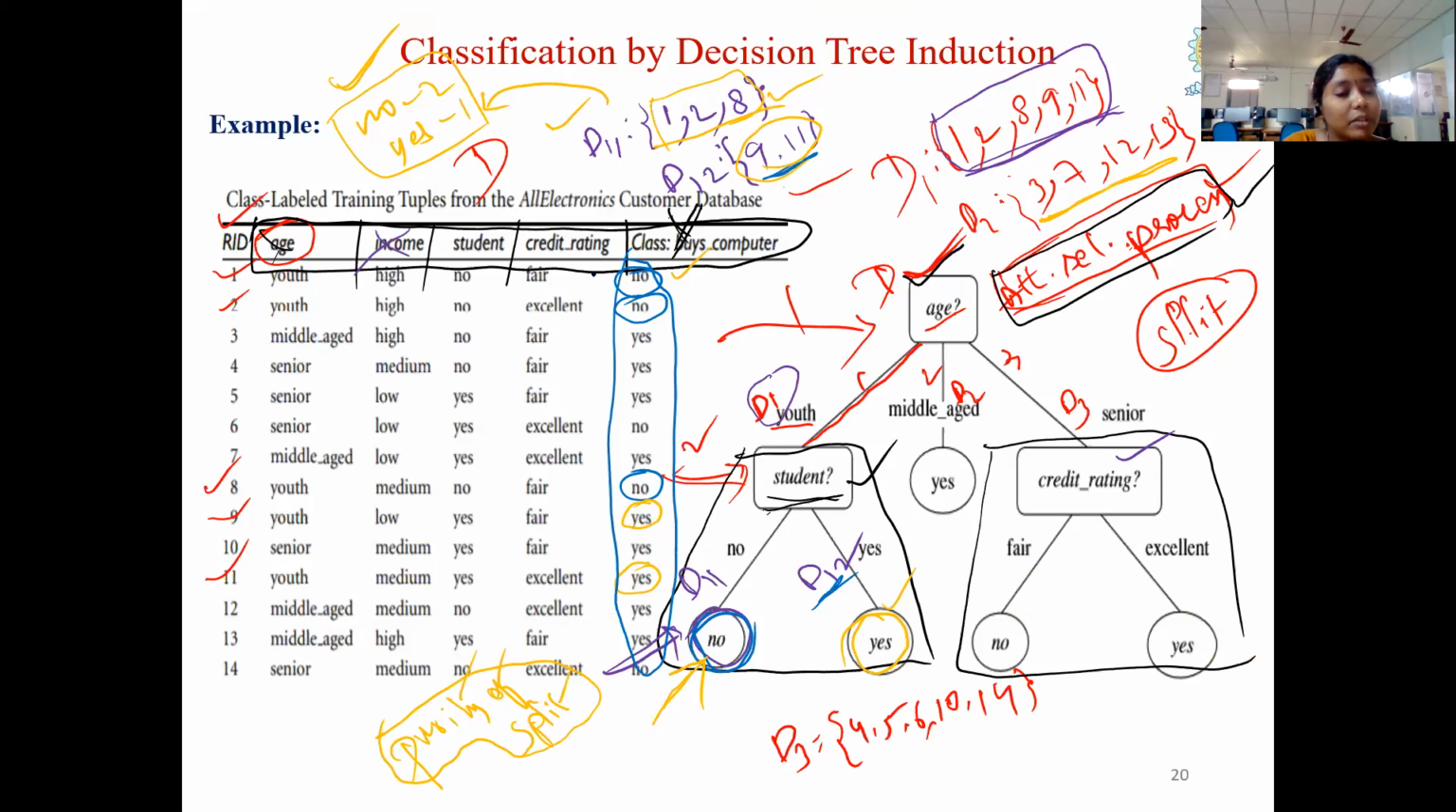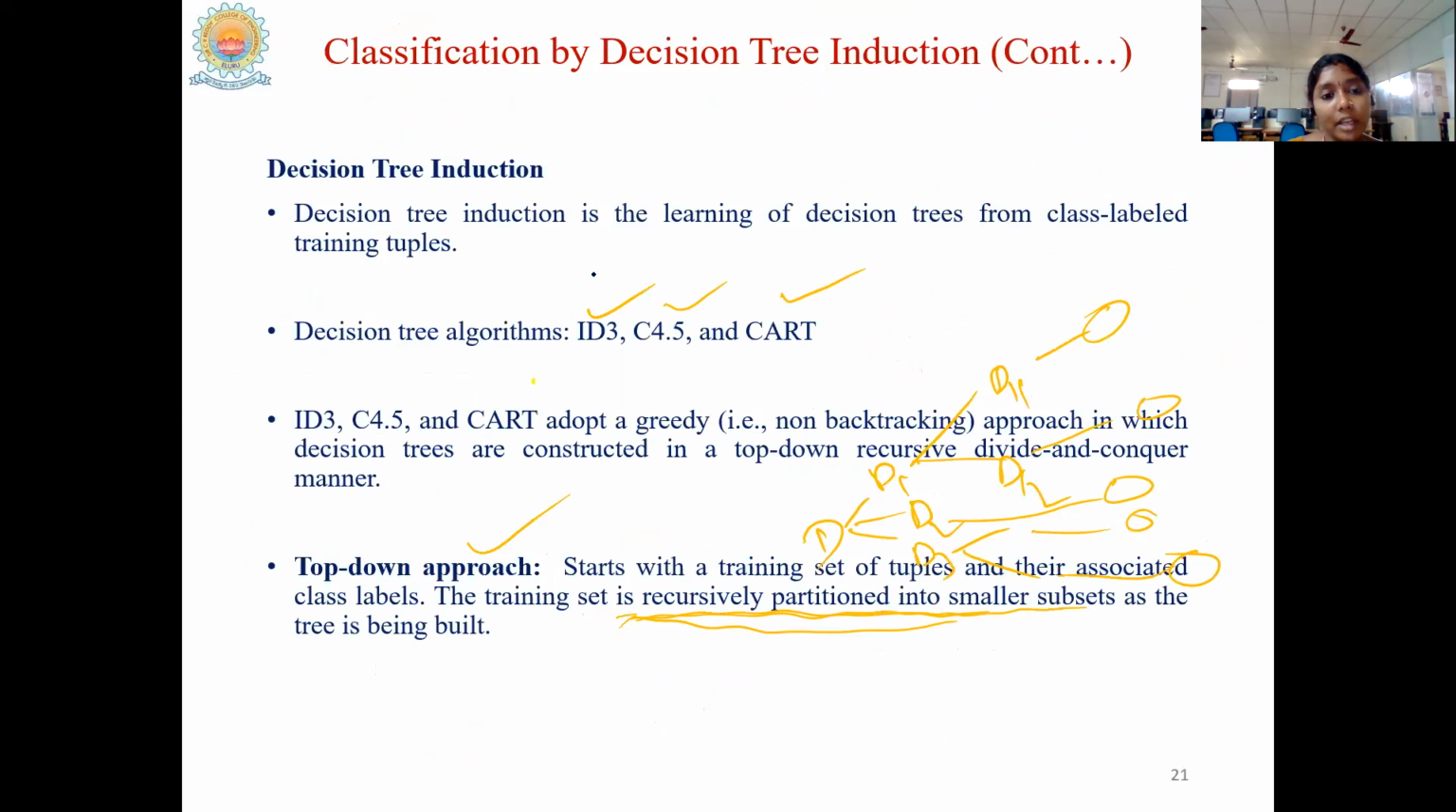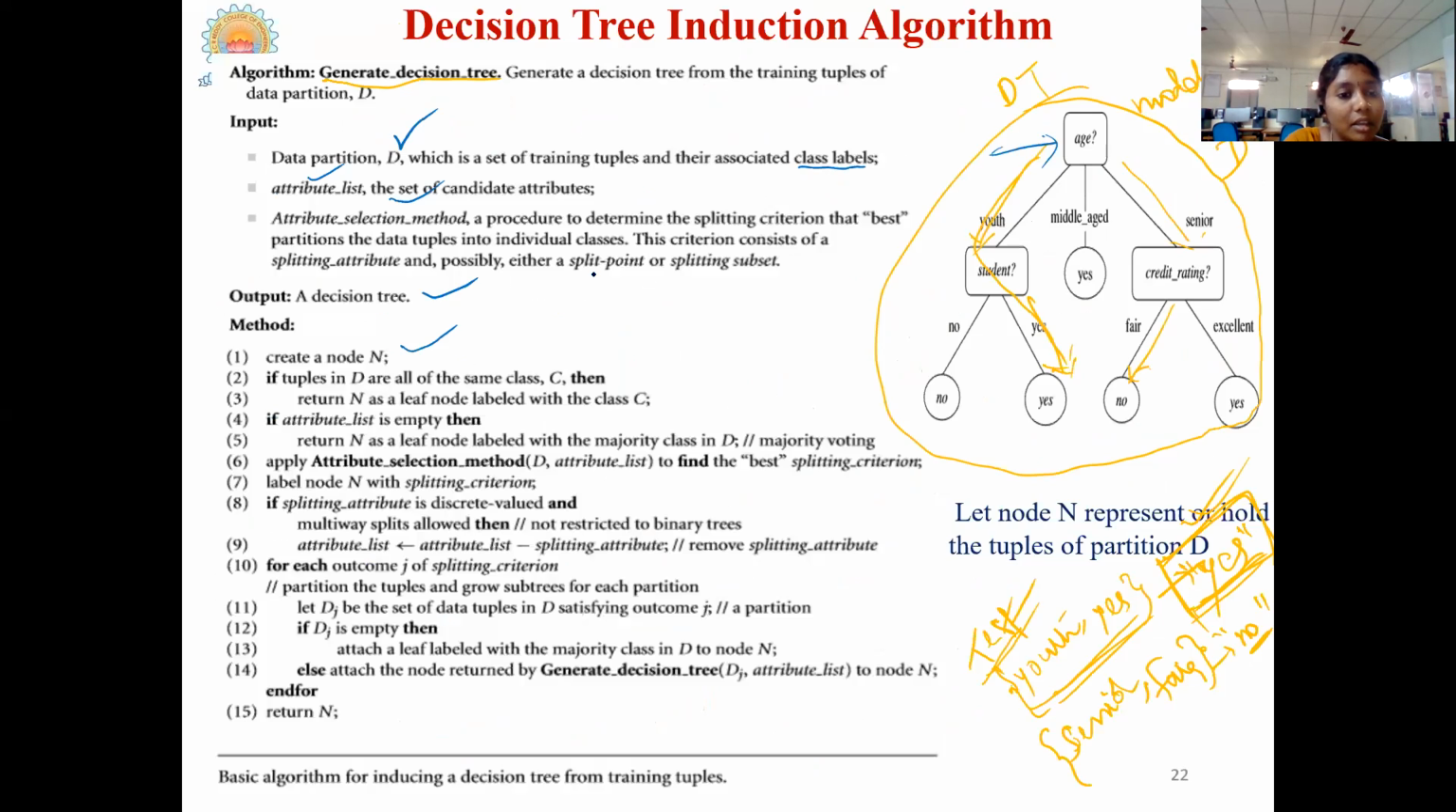That means if all the tuples of the data set belong to the same class, there is no need to go further. We can stop there, right? That is the case here. If tuples in D are all of the same class, then return n as the leaf node. So that is the root node and that is the leaf node. Label it with the class C. What class is common to all the elements? That class should be present as a label, and we can exit the process. We can terminate the loop.